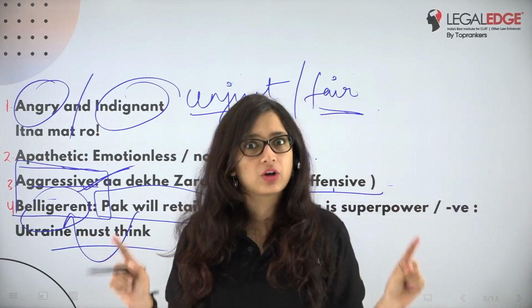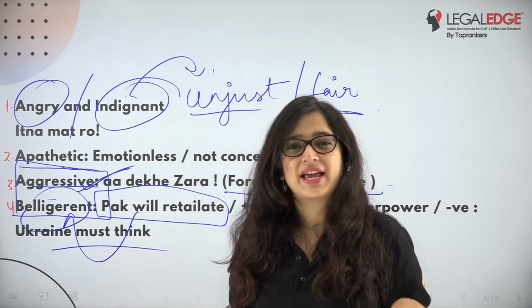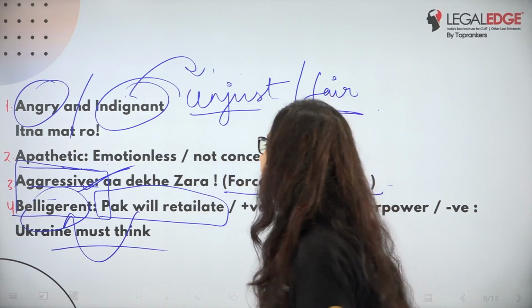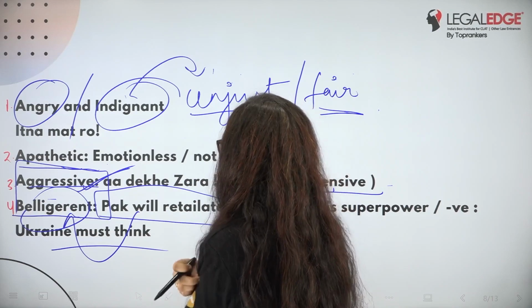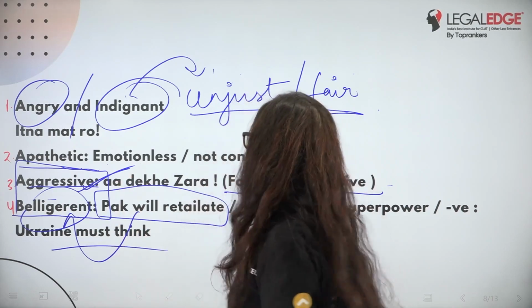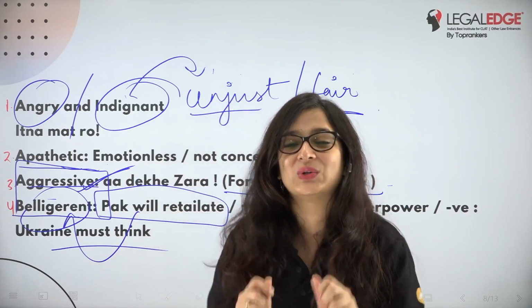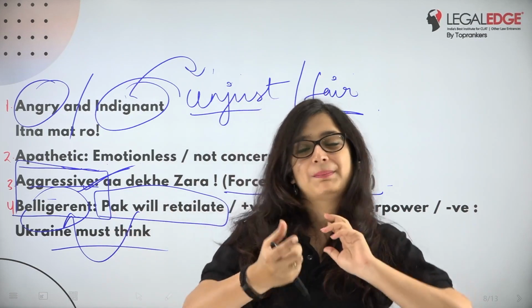Angry का मतलब होता है गुस्सा. Indignant is when the author is upset because anything unjust has happened. कुछ तो unfair हुआ है. That is indignant. Apathetic is when the author is emotionless. Aggressive and belligerent में difference. Aggressive आ देखिए जरा. Belligerent when someone is not intending to fight but is definitely replying for a fight.